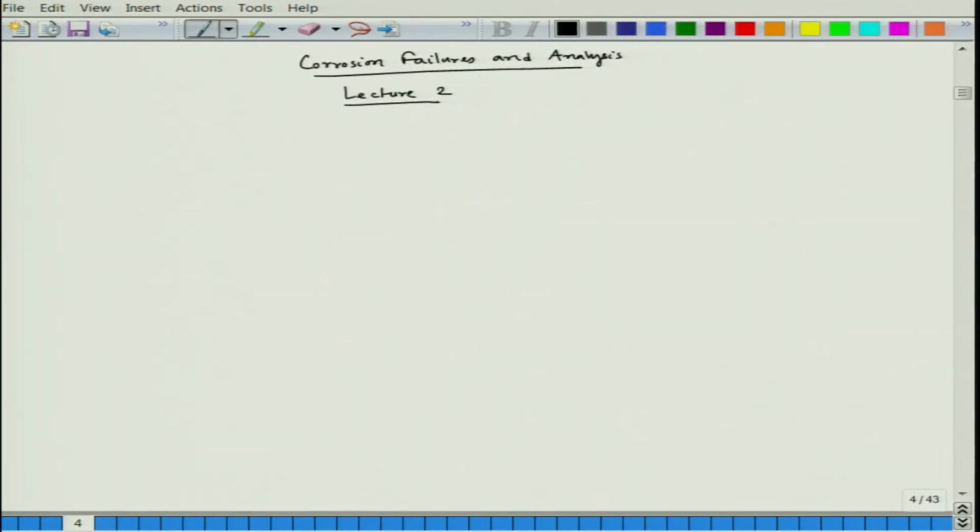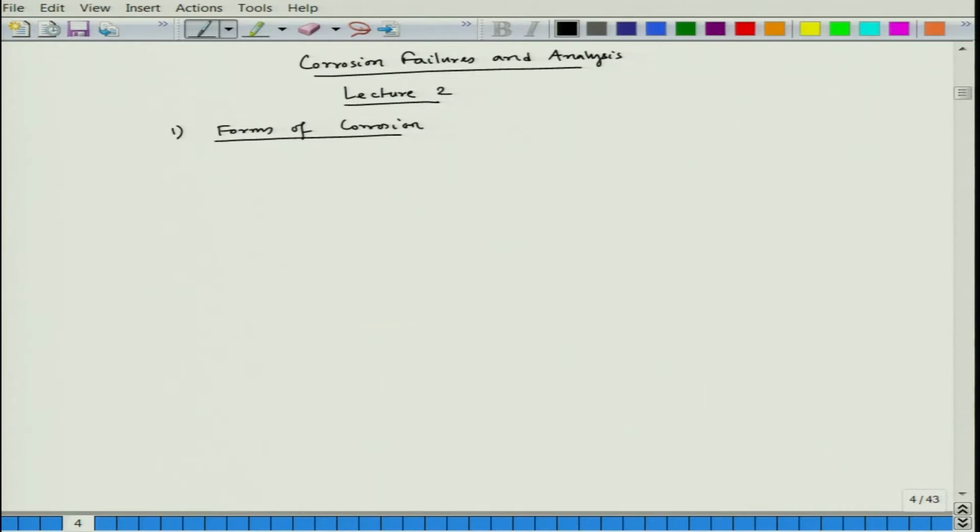And in the first lecture we could complete the first topic. The second topic is forms of corrosion. So, we will take this particular topic, forms of corrosion.